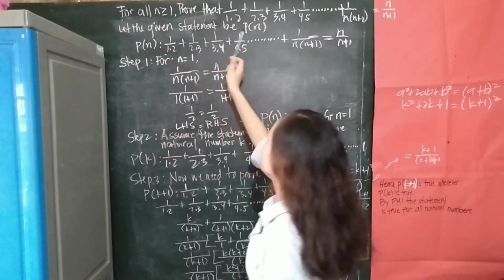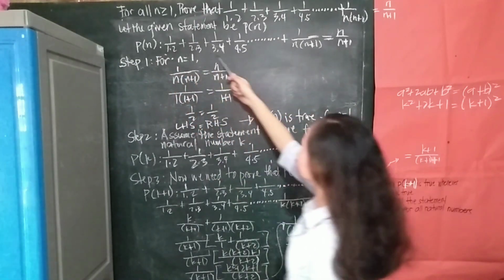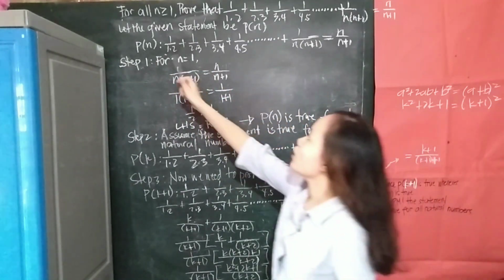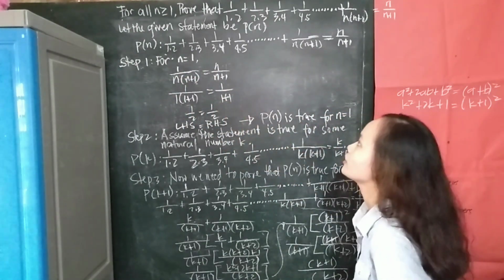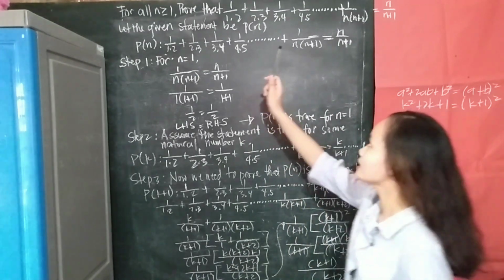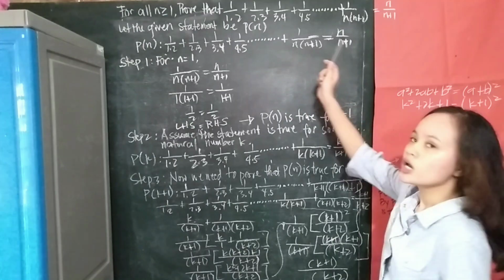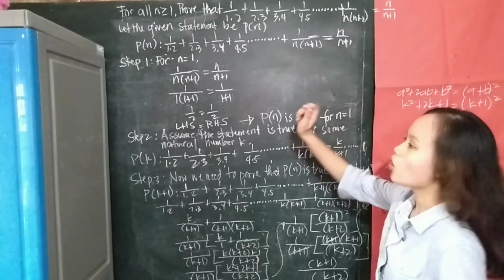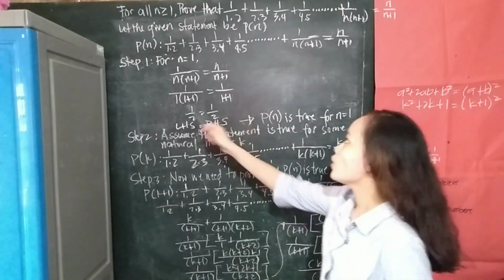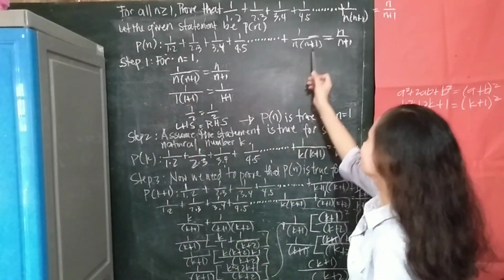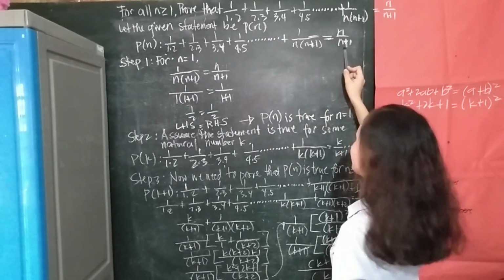Let the given statement be P of n. So we have here our statement: P of n is equal to 1 over 1.2 plus 1 over 2.3 plus 1 over 3.4 plus 1 over 4.5, and so on, plus 1 over n times n plus 1 is equal to n over n plus 1. Step 1, for n is equal to 1, we need to find the nth term of the left hand side and the right hand side.